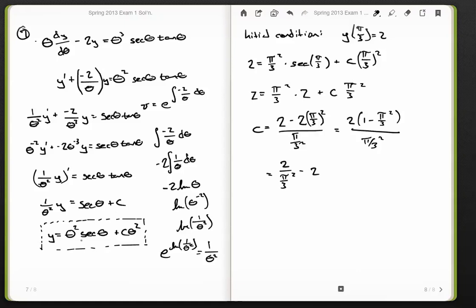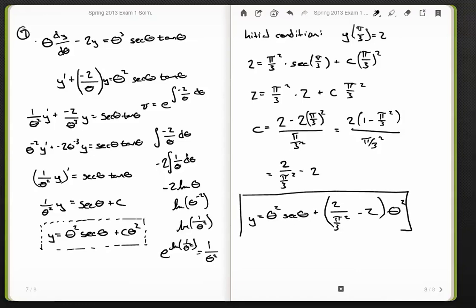And that's your c. So you plug that into here, and then your final answer is y equals theta squared secant of theta plus 2 over pi over 3 squared minus 2, times theta squared. That is the final answer for that problem, which is the last problem of the exam.